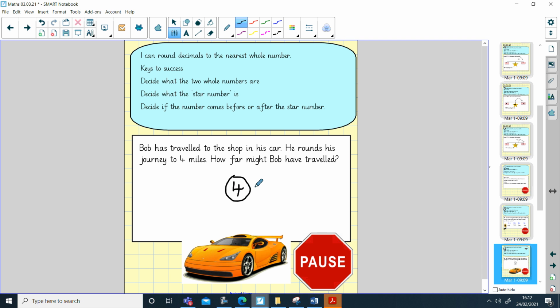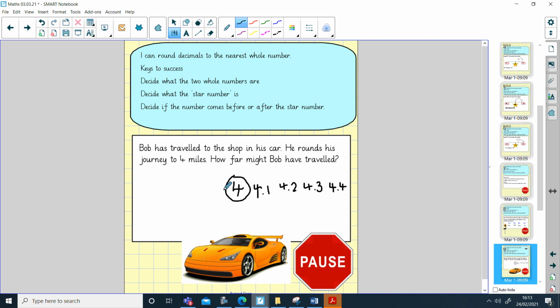So I know that 4.1 miles would also round down to 4. So would 4.2. So would 4.3. And so would 4.4. What about 4.5? I'm just thinking 4.5. That would round up to 5. So I think I've found all of the possible values this way.